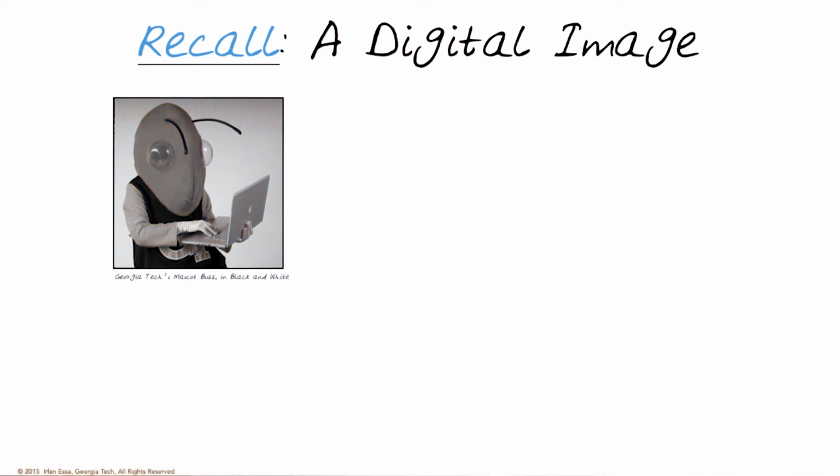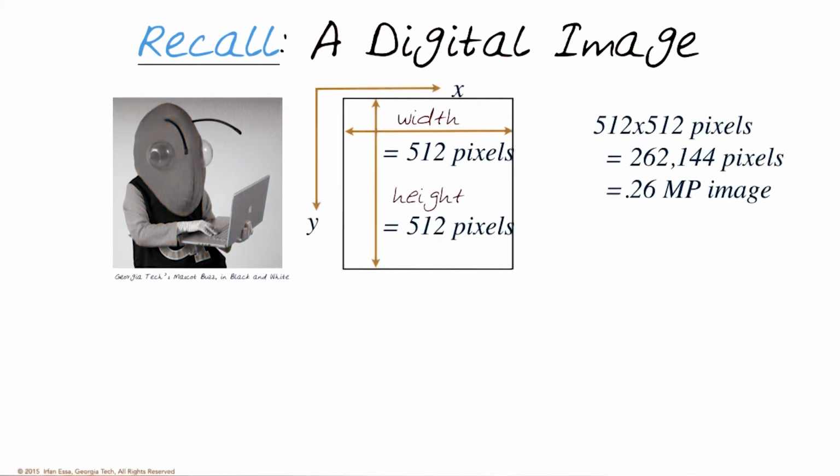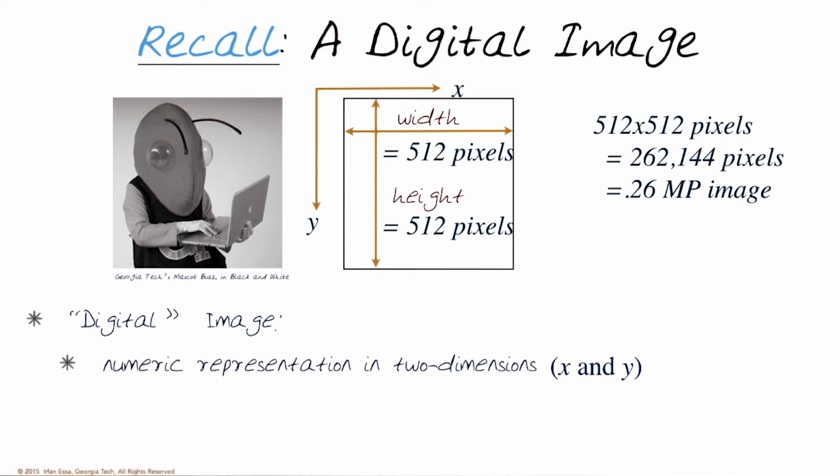We're just going to look at a black and white image of this, and we basically said that in essence this image has a certain width and height, and that helps us look at concepts of what a megapixel image is. So a digital image, when we discussed it, was basically a numeric representation in both dimensions, in x and y, and this is the coordinate frame we looked at.